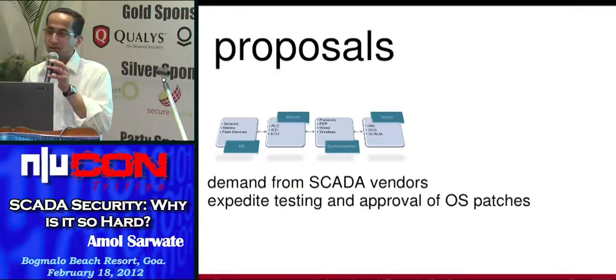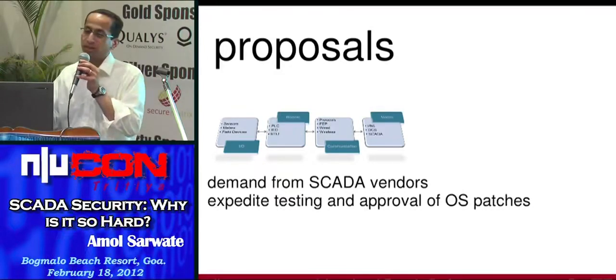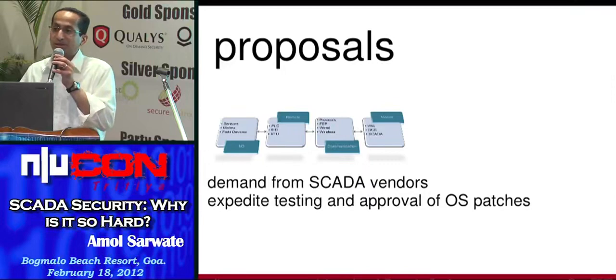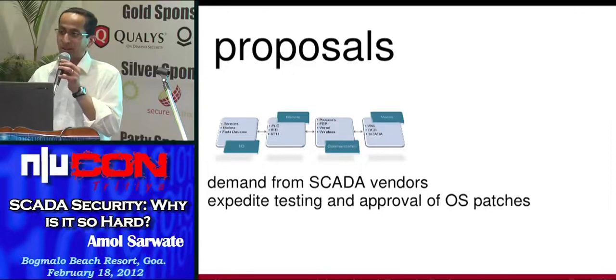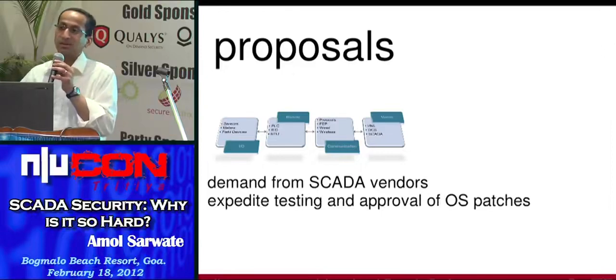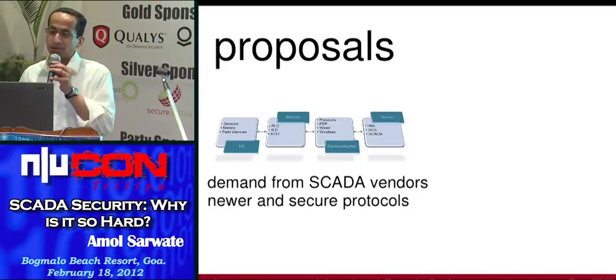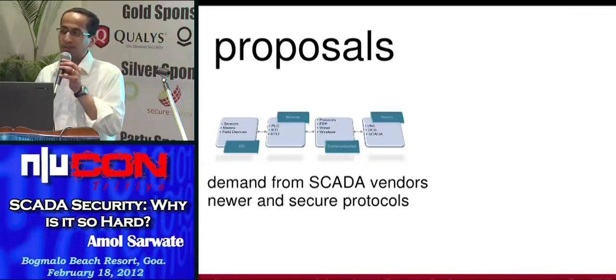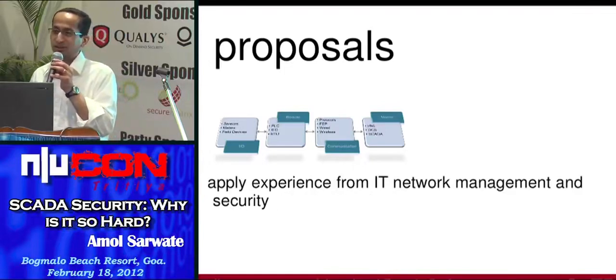If you are someone who maintains the SCADA system, demand from your vendors that whenever a patch is released, they give you advice on whether it is safe to apply that patch. Demand secure protocols, and do your work as well. Don't just say that secure DNP3 is on my SCADA system. Make sure that the communication is really happening in secure DNP3 and not in just DNP3. And in general, apply your normal IT network management and security strategies to the SCADA network, because that will go a long, long way.